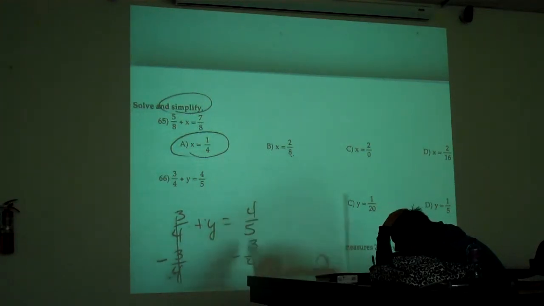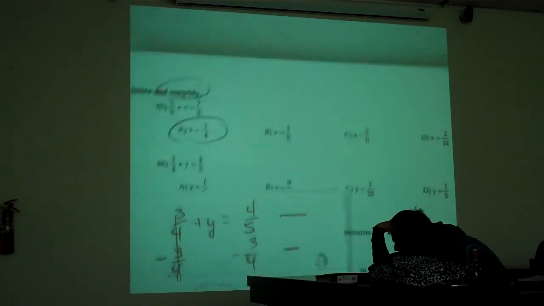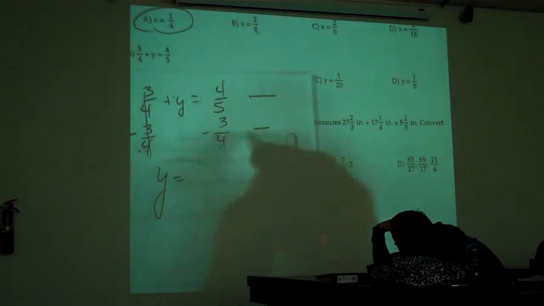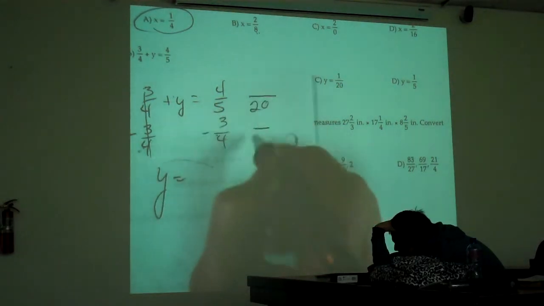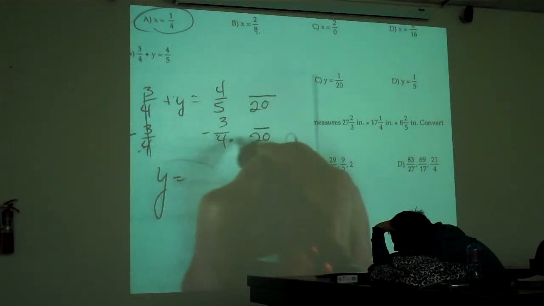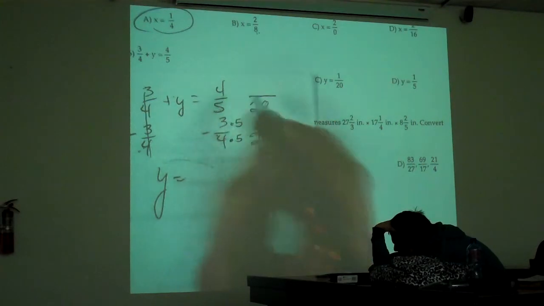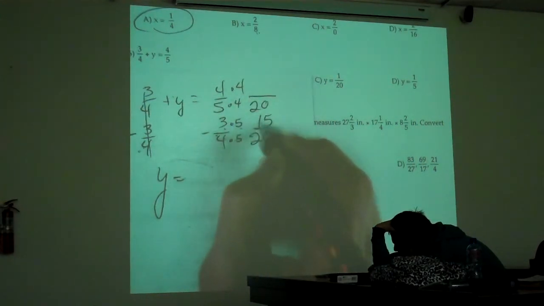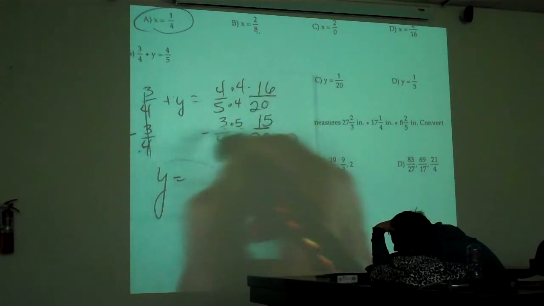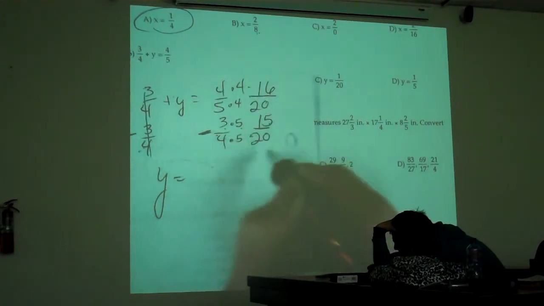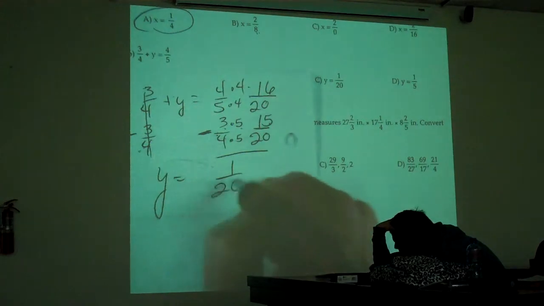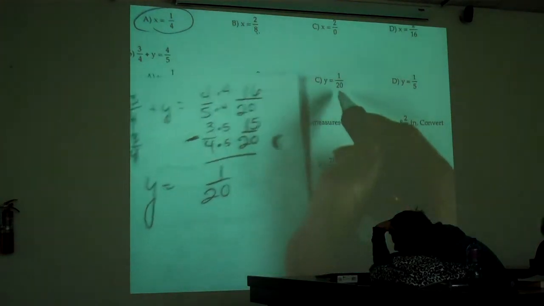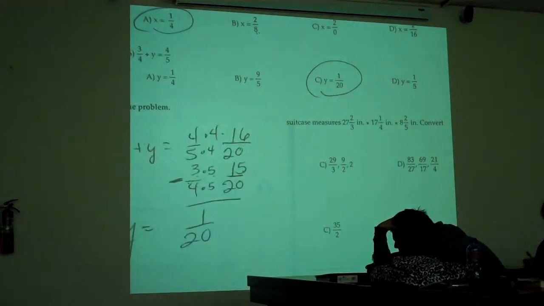Y equals, what do we need here? Common denominator. Okay, 5 and 4, 20 is our denominator. The 4 was times 5, the 5 is times 4. So we got 15 here, 16. So we have 16 minus 15, 1/20. That won't reduce. So our y is 1/20.